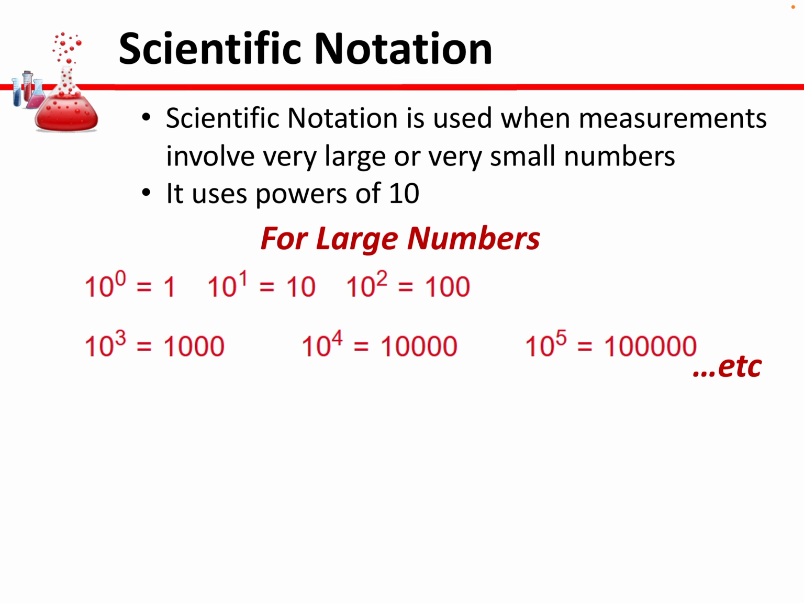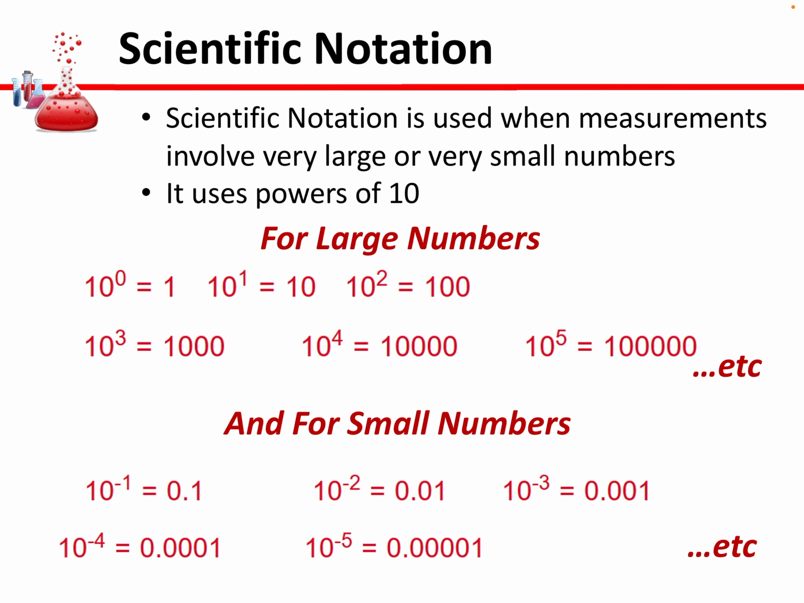So for very large numbers, we could say 10 to the 0 equals 1. 10 to the 1 is 10 times 1, or 10. 10 times 10 is 100. 10 times 10 times 10 is 1,000. And then 4 tens, 10,000, 5 tens, 100,000, and so on. So our exponents then are just the number of tens that are being multiplied out in a row when we're thinking about scientific notation. Right?